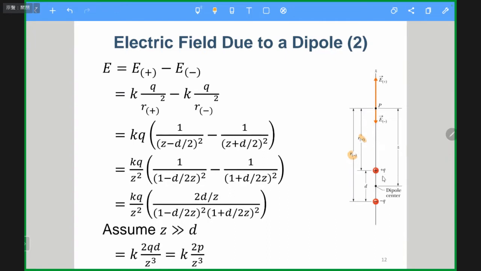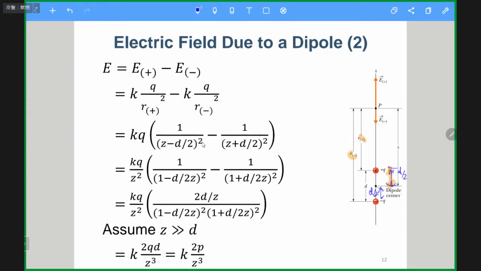It is some simple geometry. So this is Z, this is the middle point, so this is nothing but D over 2. This is also D over 2. So in this case, R plus equals Z minus D over 2. And similarly, R minus equals Z plus D over 2. So we substitute R plus and R minus in terms of Z and D.